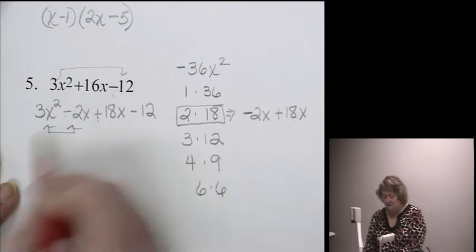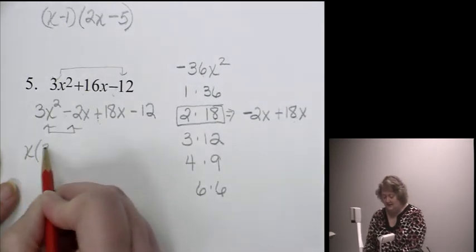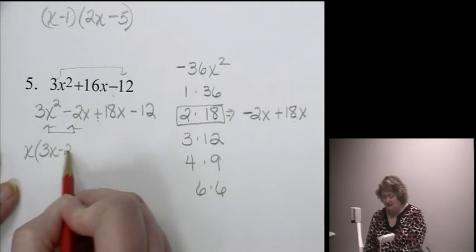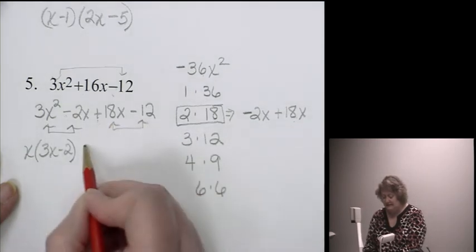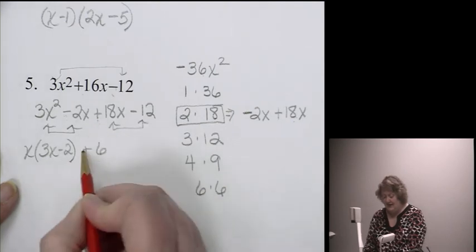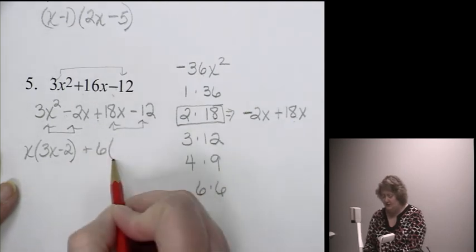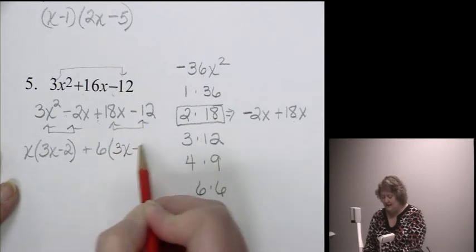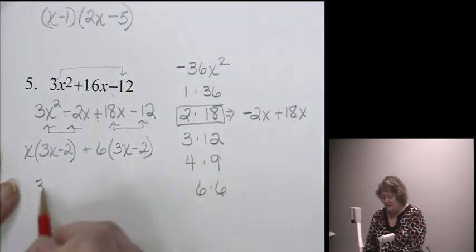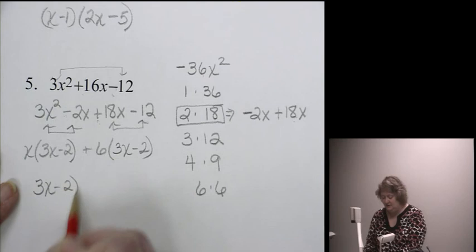Common to the first two terms is just the x, then 3x minus 2. Common to the second two terms is a 6. And again, because we bring that sign down, it's always easier to bring the plus sign down if we have an option. Then we get 3x minus 2, a common factor of 3x minus 2, times x plus 6.